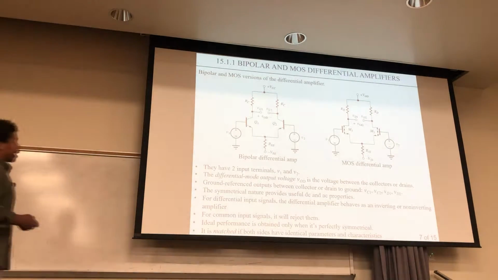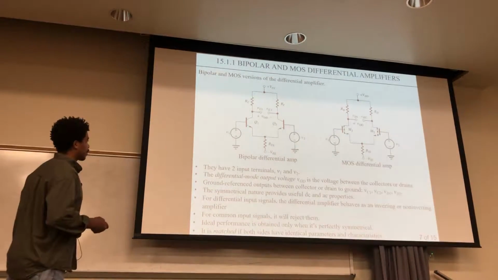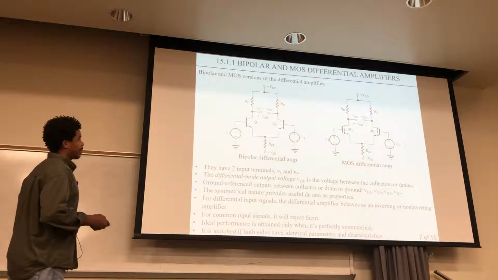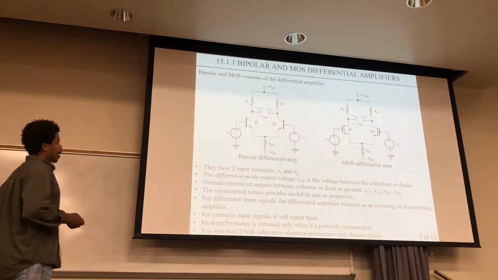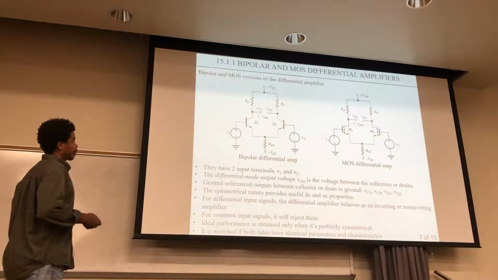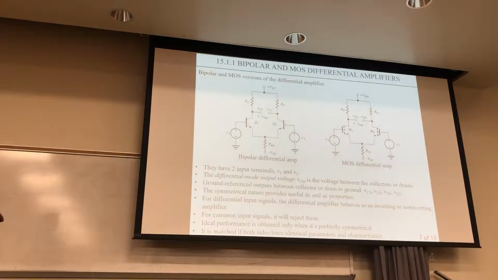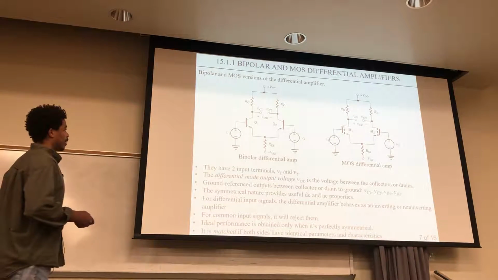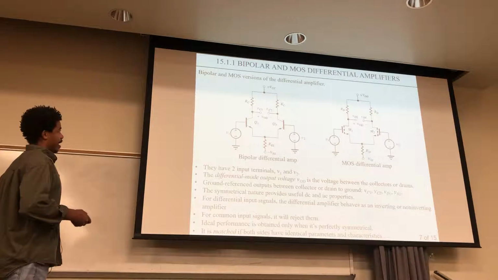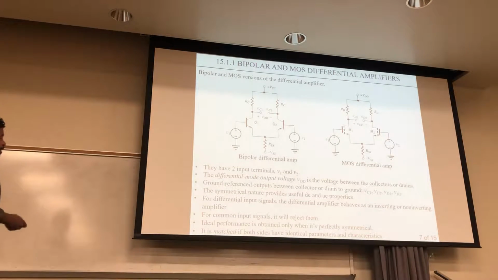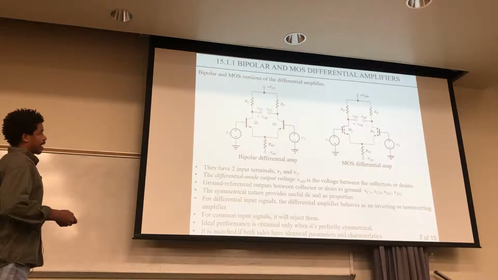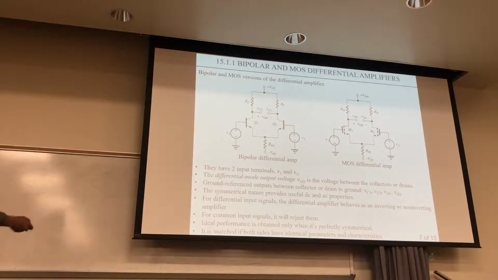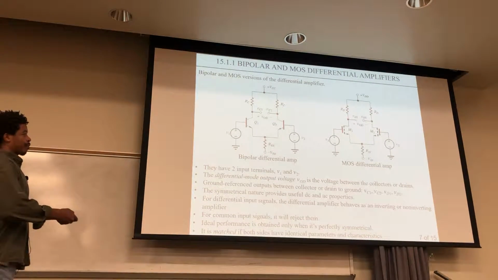Okay, so for differential input signals, the differential amplifier behaves as an inverting or non-inverting amplifier. For common input signals, it will reject them, which is good. Also, ideal performance is obtained only when it's perfectly symmetric, and we're going to assume it is for most cases. And it is matched if both sides have identical parameters and characteristics. And what I mean by characteristics is how these parameters behave.